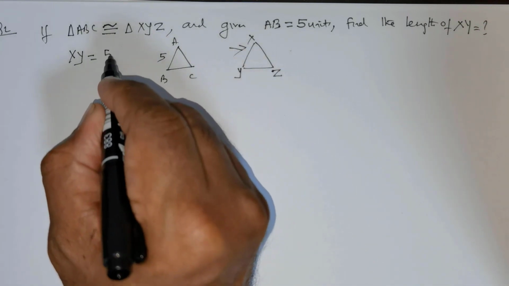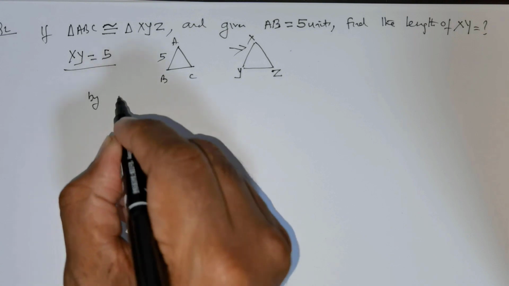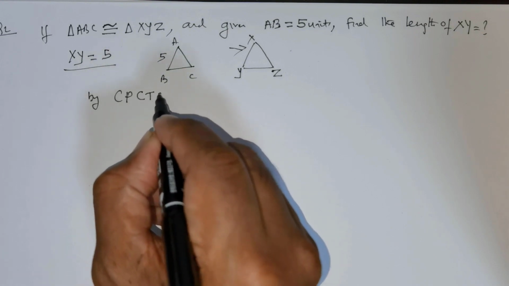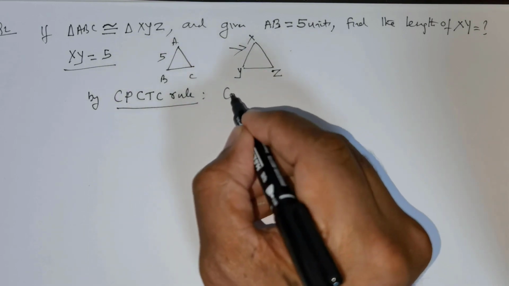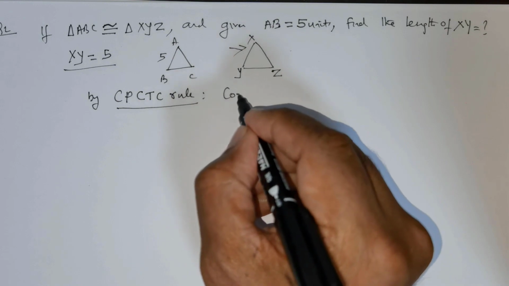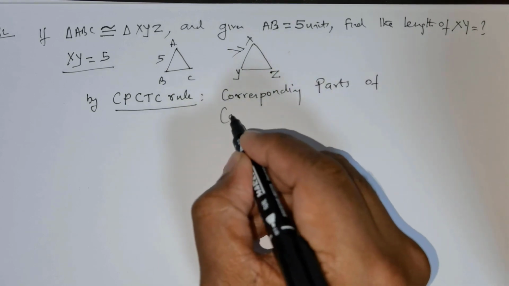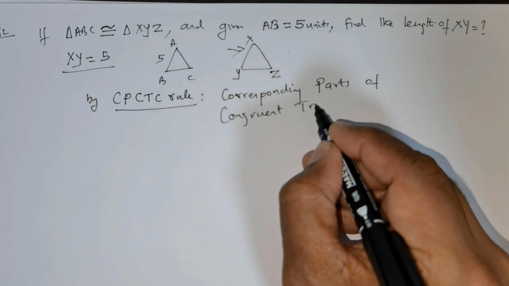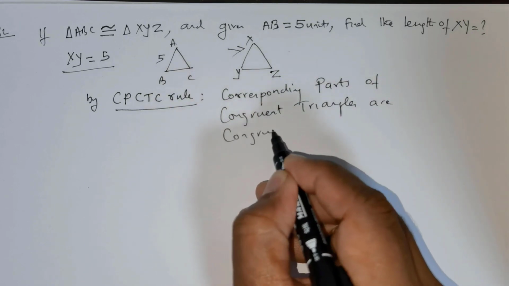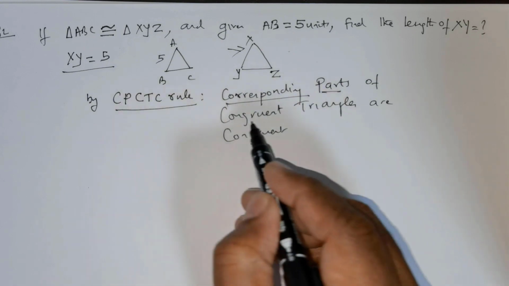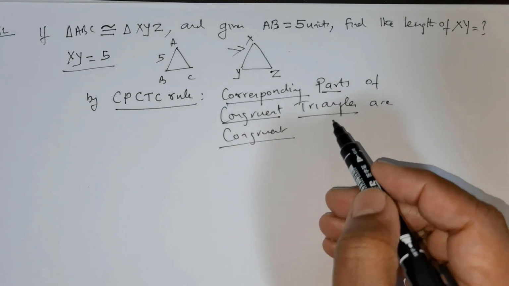So what would your solution be? Now clearly XY will also be 5. Now how do I say that? Now there is a theorem. It's called CPCTC. You can state it as a theorem or you can state it as a rule. So what does the rule state? Let me write the abbreviation. Its expansion is: corresponding parts of congruent triangles are congruent. CPCTC. So the corresponding parts of congruent triangles are congruent.